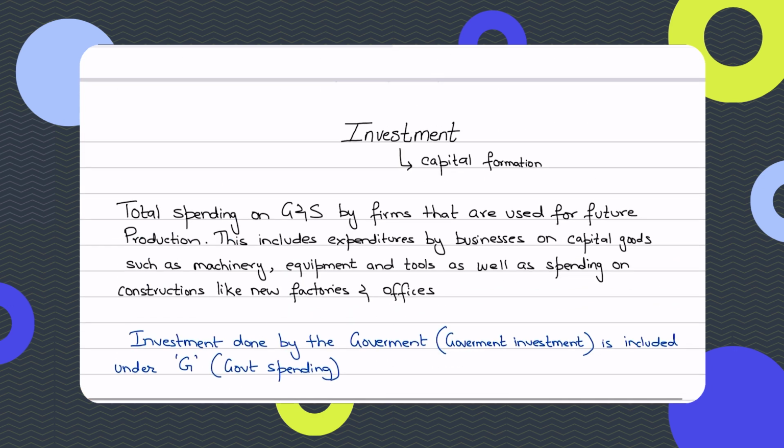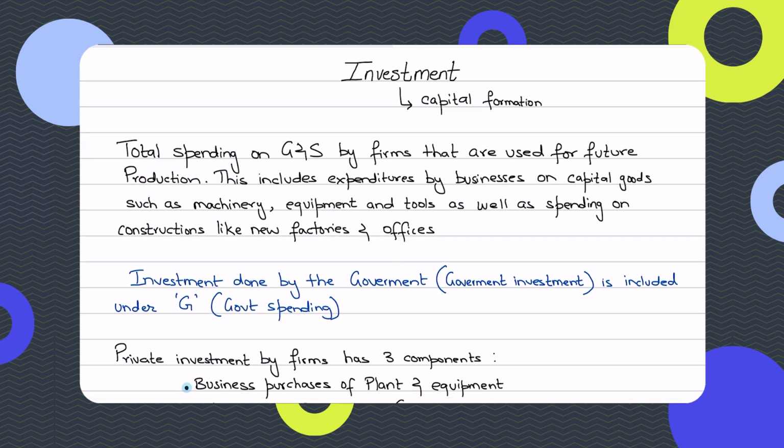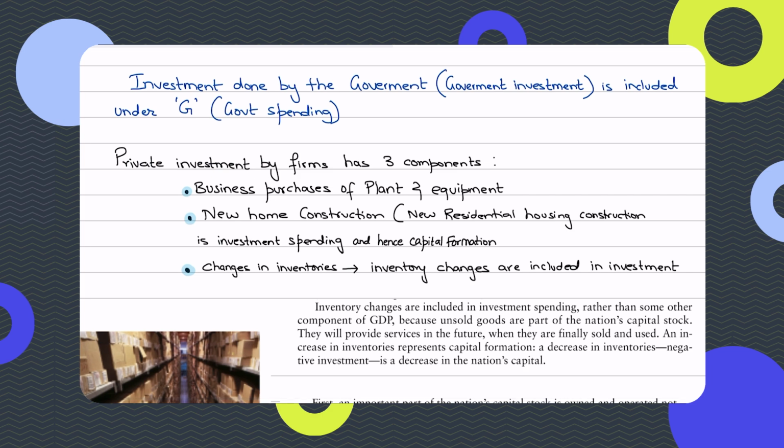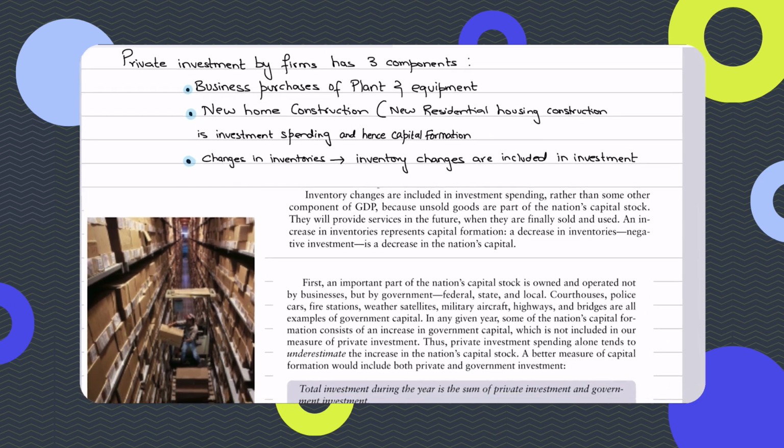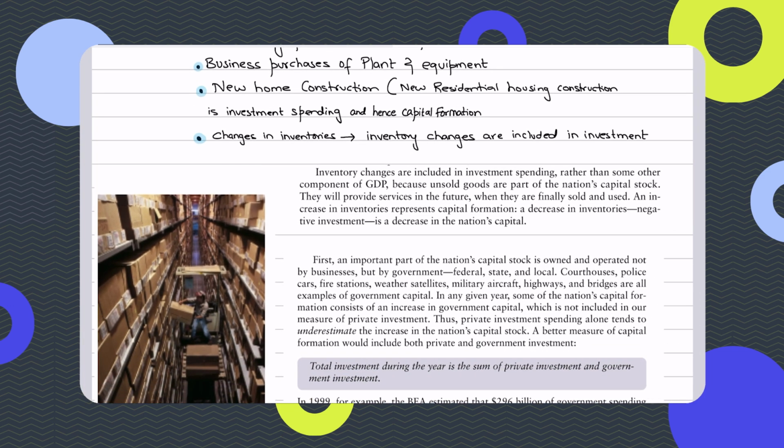ठीक है, तो I के अंदर इन्वेस्टमेंट्स, I का जो कंपोनेंट है AD का, राइट, ये जो I कंपोनेंट है, this is basically including your private investment. सो प्राइवेट इन्वेस्टमेंट के तीन मेजर कंपोनेंट्स हैं. ये कोई नई चीज़ नहीं है, हम पहले वीडियोस में देख चुके हैं. It's talking about your business purchases of plant and equipment, new home construction. आपको पता है कि न्यू रेजिडेंशियल हाउसिंग कंस्ट्रक्शन जो है वो इन्वेस्टमेंट स्पेंडिंग होगी, कैपिटल फॉर्मेशन का पार्ट होगी. And changes in inventories as well, इन्वेंट्री चेंजेस भी इन्वेस्टमेंट का पार्ट होगा.